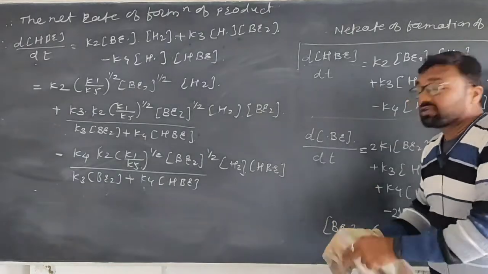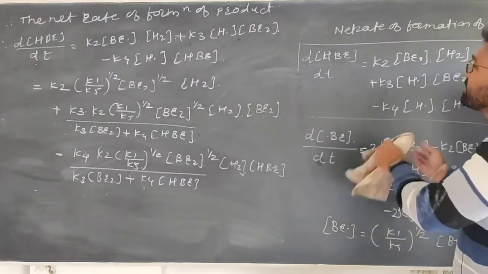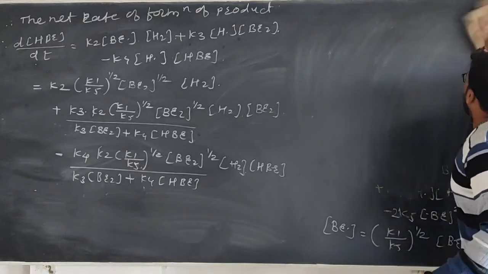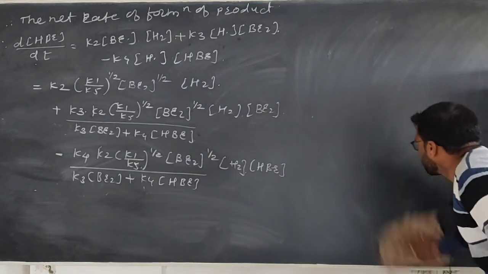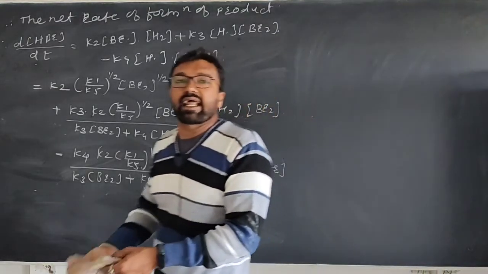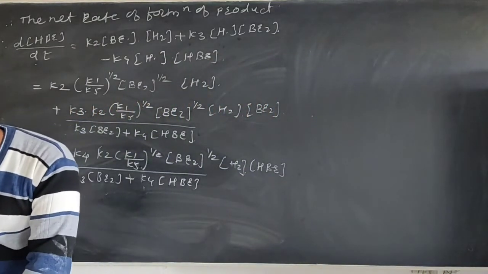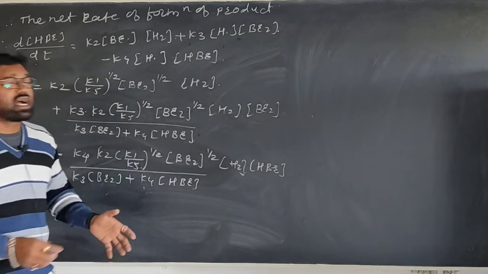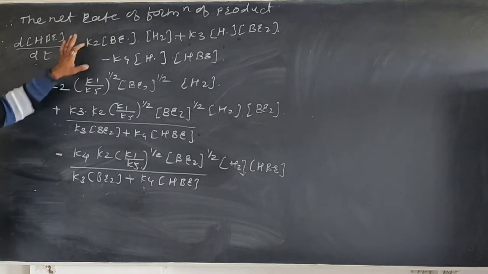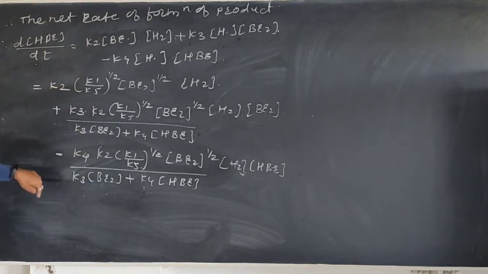If you are not able to understand, pause the video or observe the video at least 2 to 3 times, because this is not very easy to understand, right? And to understand this term exactly, you first have to observe the video on the steady state approximation. Without understanding the steady state approximation, you are not able to understand this expression, right?